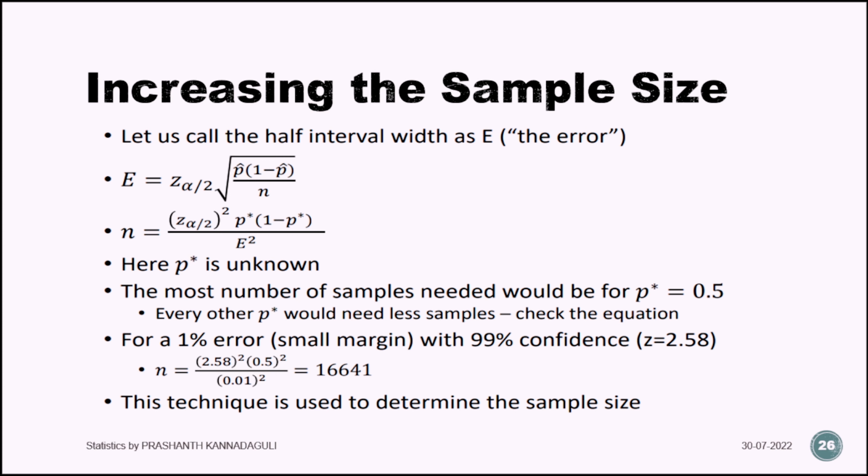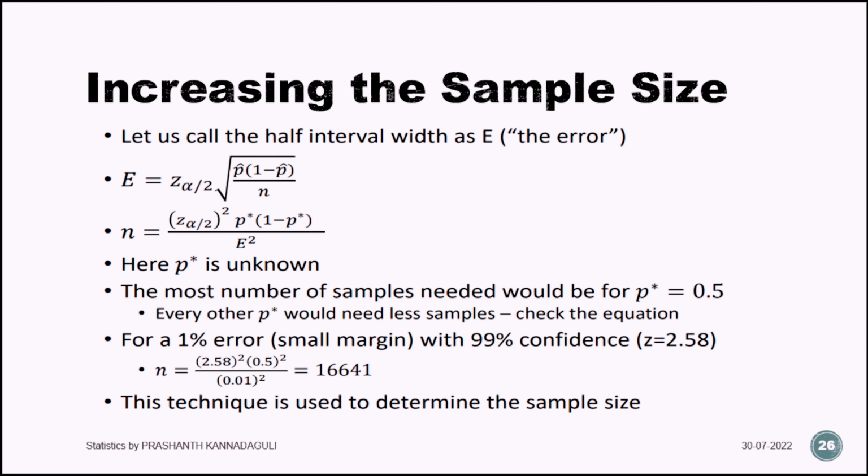Yes. All right. So substitute the values into this equation. Z alpha by 2 square is 2.58 square. P into 1 minus P will be the same, 0.5 into 0.5, so 0.5 square is written over here. Divide that by 0.01 square.